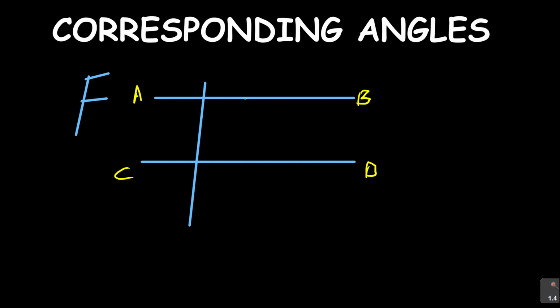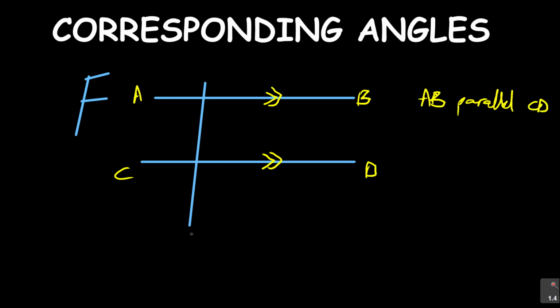First of all, look for parallel lines. You must look for those signs. It means AB is parallel to CD. So AB must be parallel to CD. That's the first condition that you need to look for.